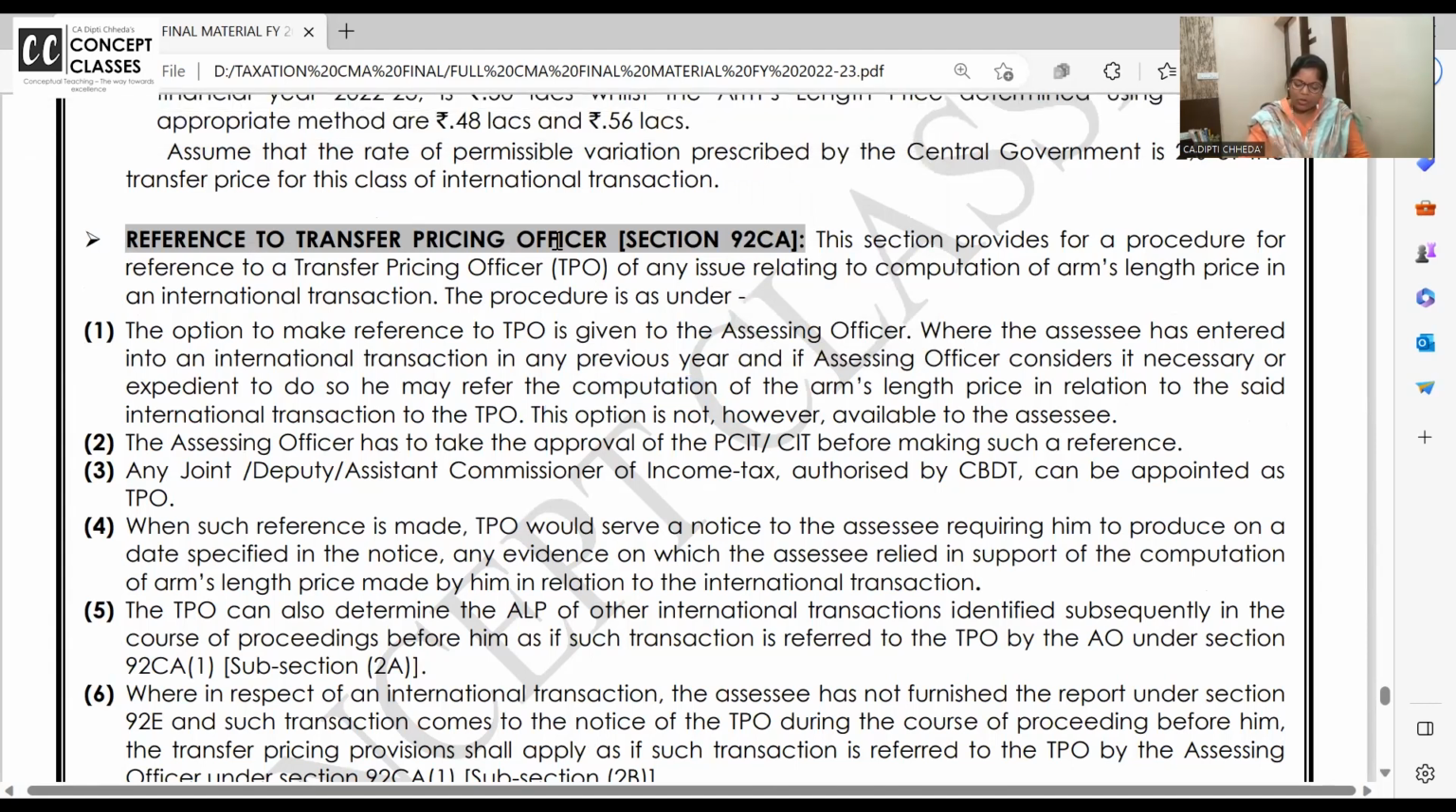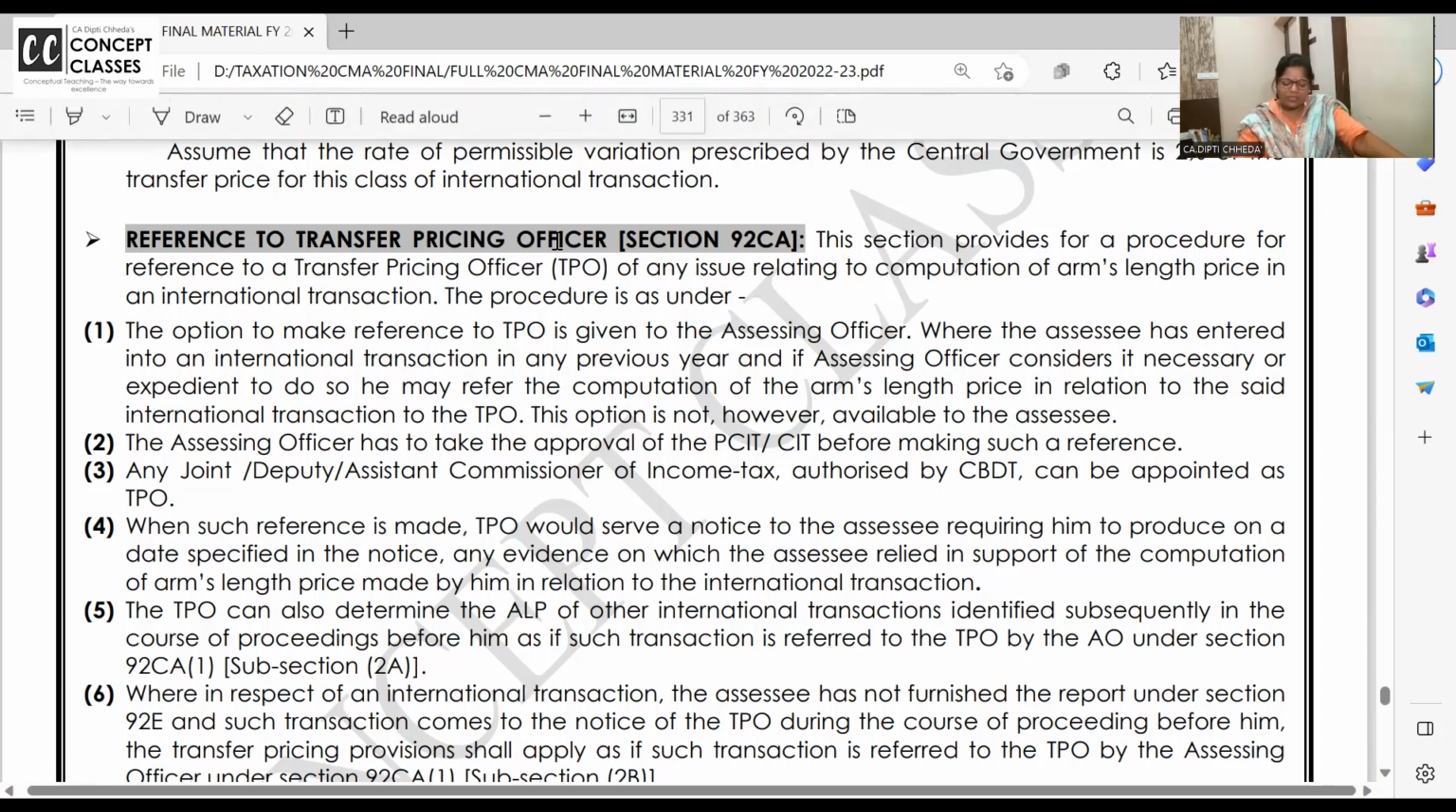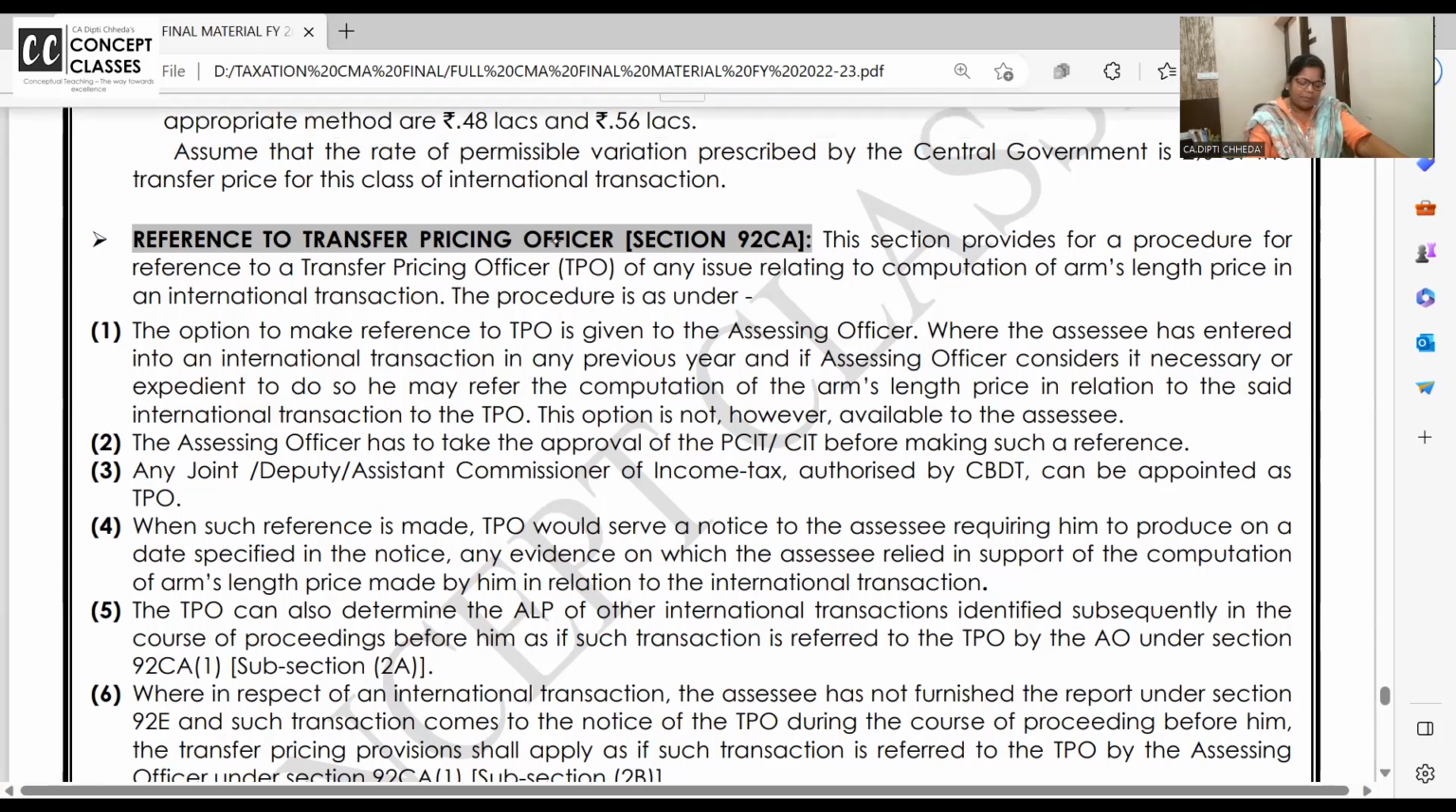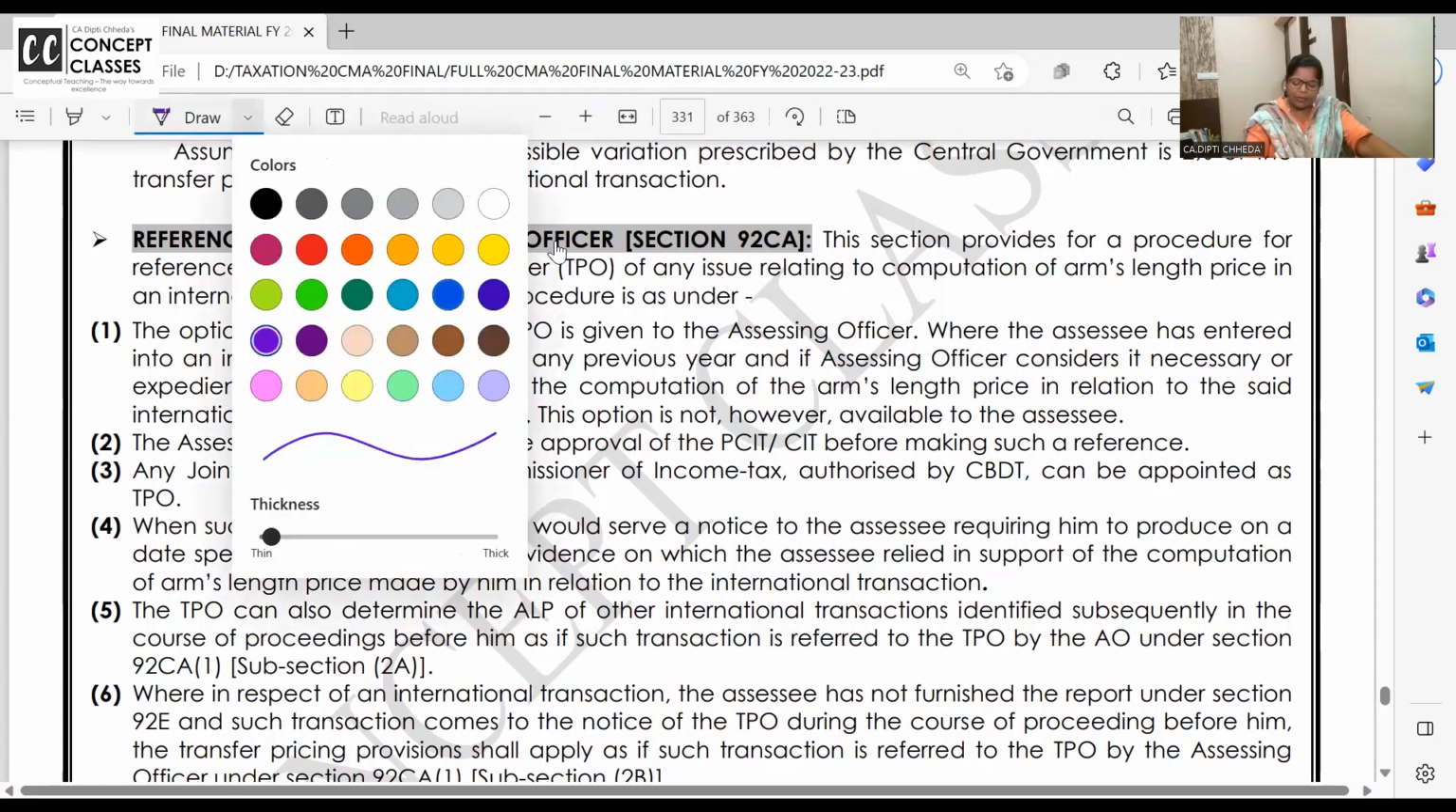Yes, this option is not, however, available to the SSE. Okay, so we will tell the AO. The SSE cannot go directly to the transfer pricing officer, but we will say to the AO. The AO will say it is not my job to decide, let us take the help of a third person. What is his name? Transfer pricing officer. Okay, so the option is given for reference to the transfer pricing officer by whom? By the AO.